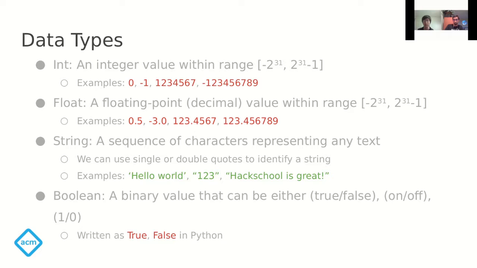Another data type you can find in Python is called a Boolean value, and this is your standard true or false, so either yes or no, 1 or 0, on and off. In Python, it's written as True or False with a capital T and a capital F. Compared to other programming languages, Python is unique in that the first letter is capitalized.